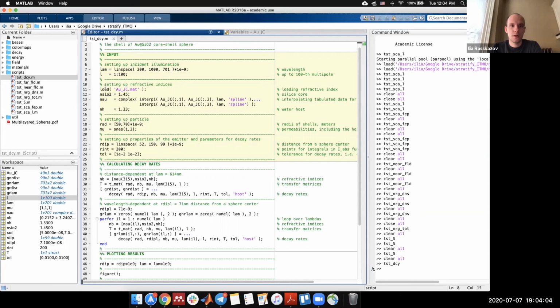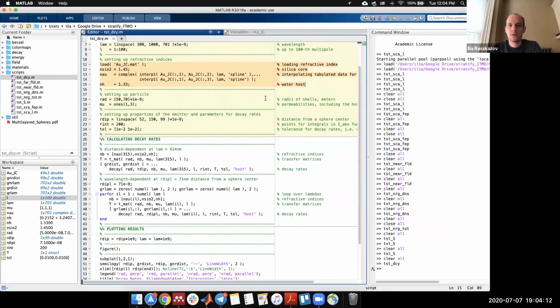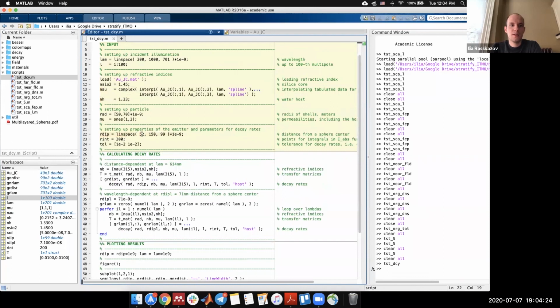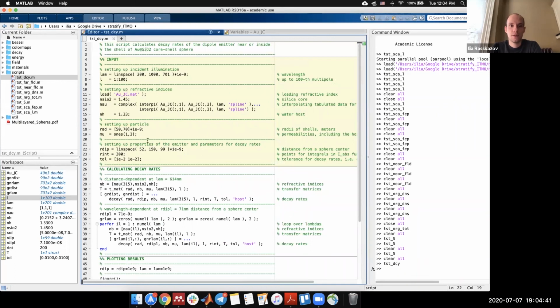So again, uploading refractive indices, pretty much familiar. Setting up the core shell particle, and the permeabilities. I'm putting the dipole emitter at different distances, starting from 52 and finishing at 150. So 52 means that I am located within the silica shell, not inside the gold core. I'm locating it just near the core and moving it within the shell until 70. And then the dipole goes further from the multilayered sphere to the water host.